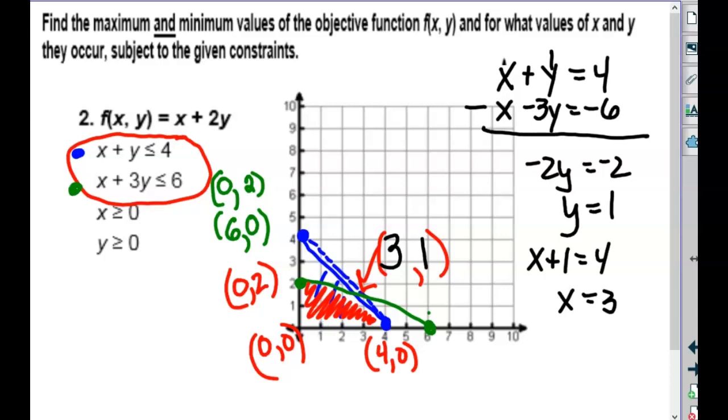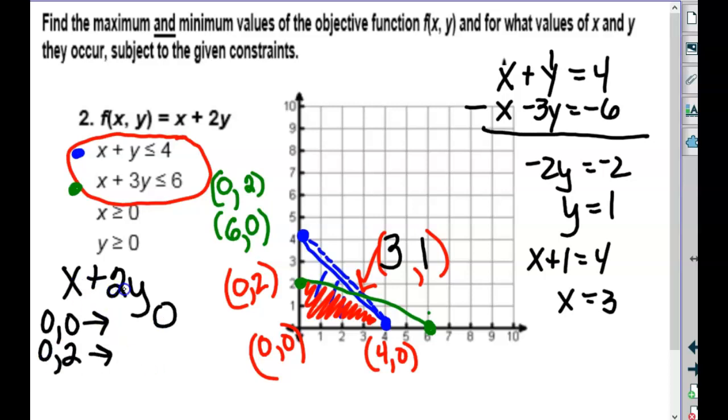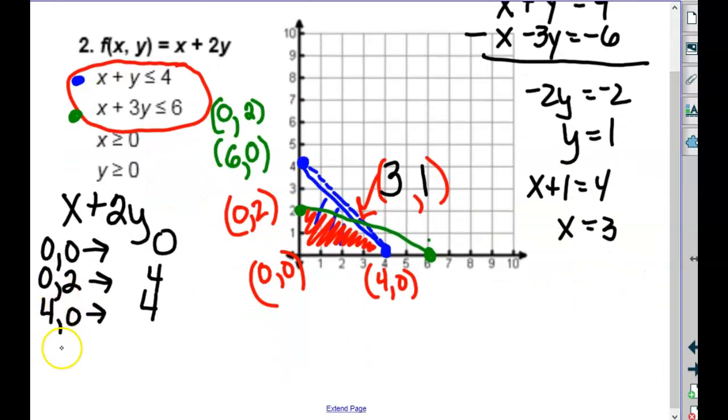All right, objective function. You don't have to make a little chart if you don't want, but we have X plus 2Y, and we need to put in 0, 0. What will that give us out, guys? 0. If I put in 0, 2, that would give me out 0 plus 2 times 2 is 4. If I put in 4, 0, I'd get 4 plus 2 times 0 is 4, right? And then 3, 1 gives me 3 plus 2 times 1, which would be 5.